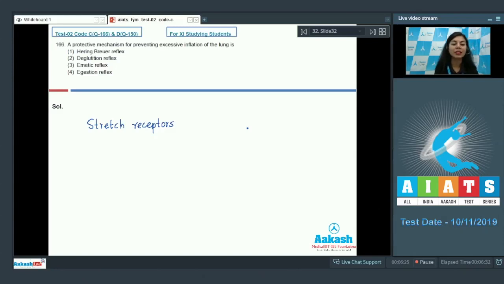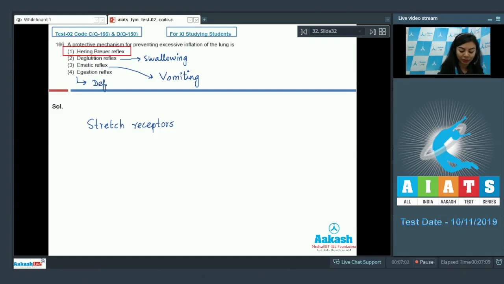When this happens, it results in cessation of inhalation and start of exhalation, so that the lungs are prevented from overexpanding. Therefore, this is the protective mechanism for preventing the excessive stretching of lungs. This reflex is called the Hering-Breuer reflex. The correct answer here would be option number 1, Hering-Breuer reflex, whereas deglutition reflex is related to swallowing, emetic reflex is related to vomiting, and lastly, ejection reflex is related to defecation of the undigested food material. The correct answer here would be option number 1, Hering-Breuer reflex.